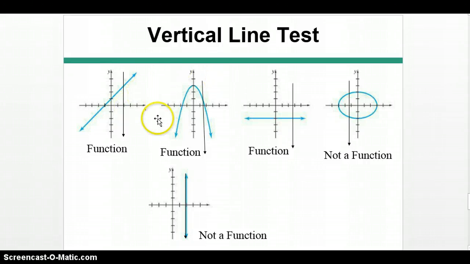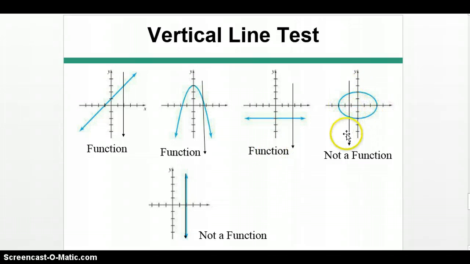Look at some graphs and we'll discuss whether they are functions or not. Look at the graph and we draw a vertical line here. This intersects the graph only one time, so it is a function. In this graph, we draw a vertical line, it intersects the graph only once, so it is a function. In the third case, this is a line and we draw a vertical line, it intersects the line only once, so it is a function.